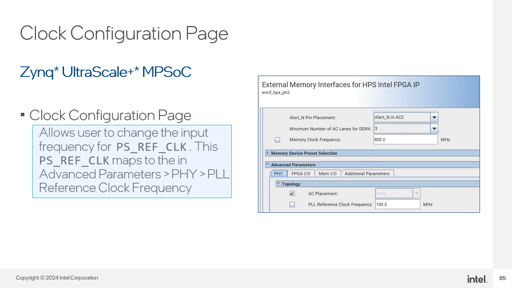The PS reference clock is used for booting the system. It is also the default clock source for system PLLs. The frequency of the PS reference clock determines the actual frequency that can be achieved by the PS DDR memory IP. In Agilex 5 FPGA HPS EMIF, we have a dedicated PLL reference clock for the HPS EMIF. Its frequency can be set in the PHY tab in the Advanced Parameters section.